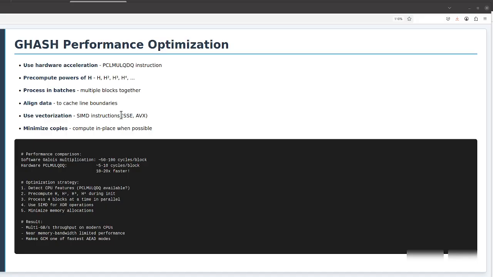Fifth, use vectorized implementations. SIMD instructions, like SSE, AVX, or NEON, can process multiple operations simultaneously. Some libraries provide vectorized GHASH implementations that use these instructions to process several blocks in parallel on a single core. Sixth, minimize data copies. If possible, compute G-hash directly on the data where it lives rather than copying it to a temporary buffer. Every memory copy costs time, especially for large messages. Design your APIs to allow in-place G-hash computation.